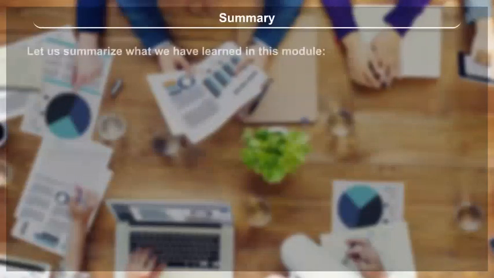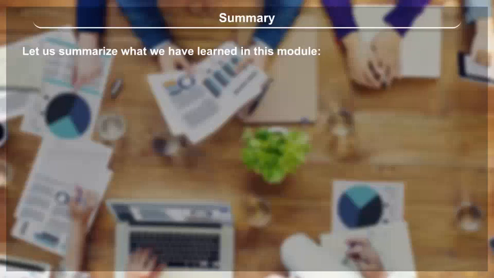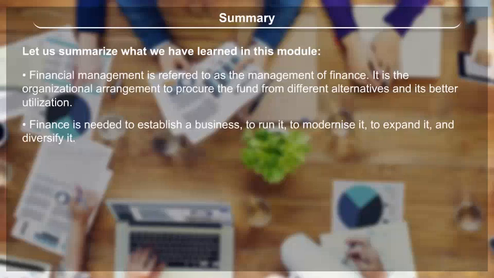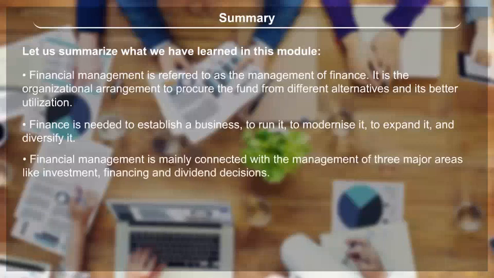Summary. Let us summarize what we have learned in this module. Financial management is referred to as the management of finance. It is the organizational arrangement to procure the fund from different alternatives and its better utilization. Finance is needed to establish a business, to run it, modernize it, to expand it, and diversify it. Financial management is mainly connected with the management of three major areas like investment, financing, and dividend decisions.